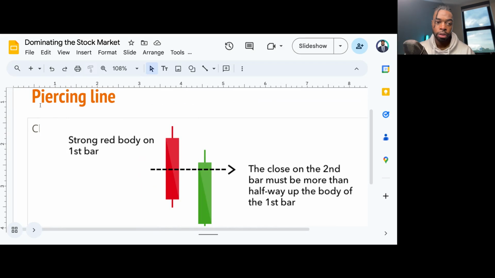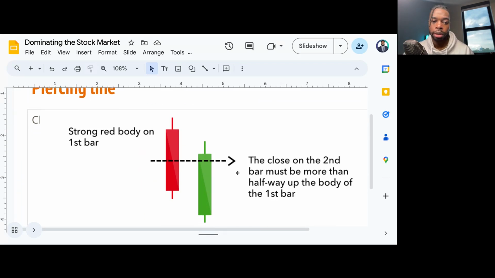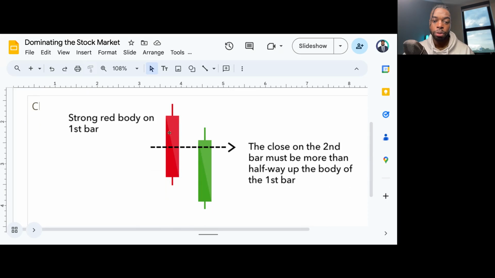Piercing line. A piercing line bar is basically a bar where you get a move down on the first bar. The second bar then pushes up and goes up more than halfway the way that the bar went down. That typically shows you that there's enough opposite pressure to cause a reversal.